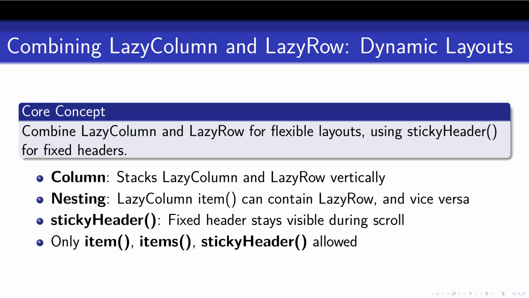By combining LazyColumn and LazyRow, we can create flexible and dynamic layouts. You can stack horizontal lists vertically or nest rows inside columns to create rich content structures. The sticky header function is useful for keeping section headers visible while scrolling. Keep in mind that only items and sticky header are supported in these nested lazy lists.